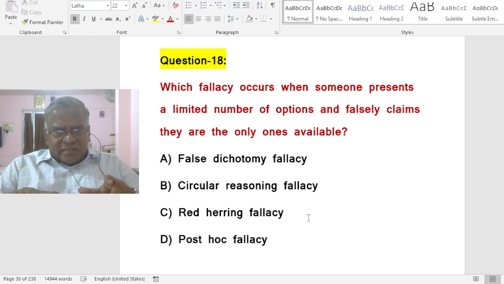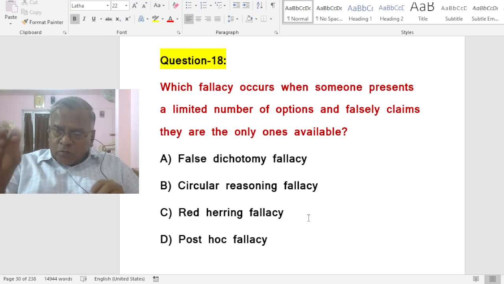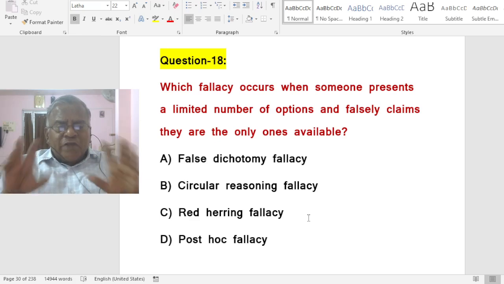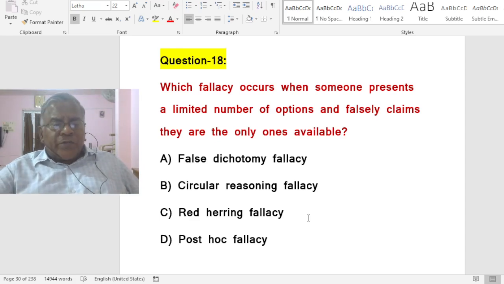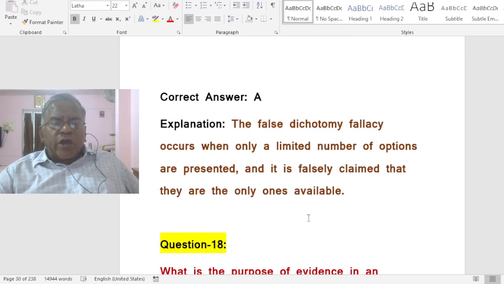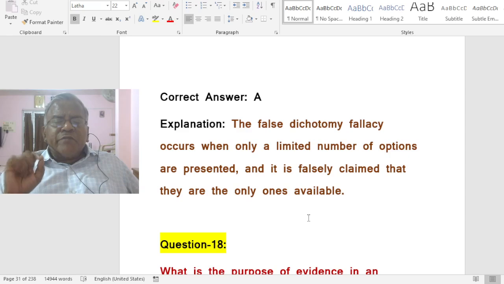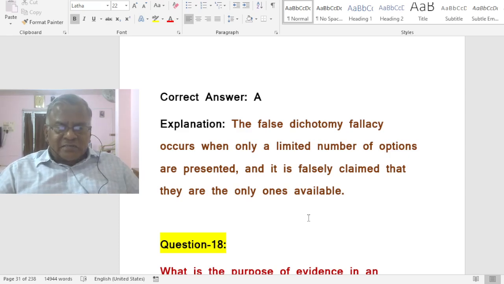So, there is a fallacy here, isn't it? There may be more options, but this fellow says only 5 options. So, he is limiting himself, falsely limiting, in other words, falsely claiming that there are only 5 options. I hope you understood this. So, this is called the false dichotomy fallacy. The false dichotomy fallacy occurs when only a limited number of options are presented, and it is falsely claimed that they are the only ones available, not anything else.